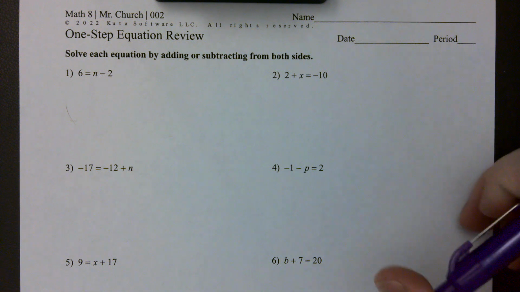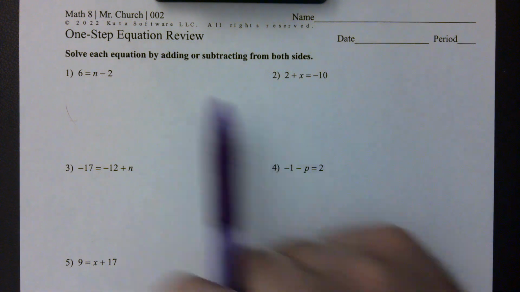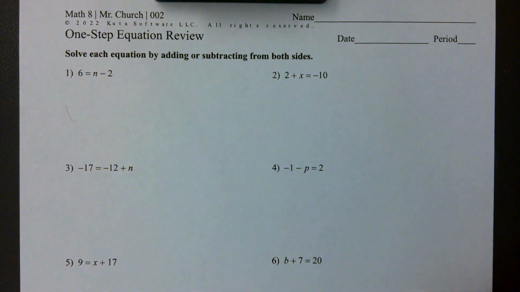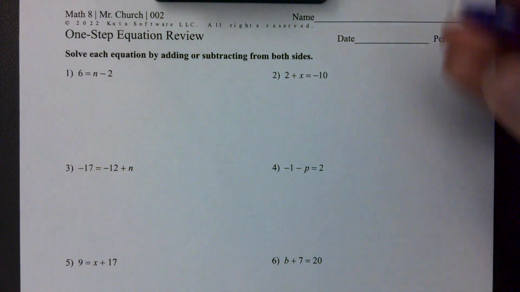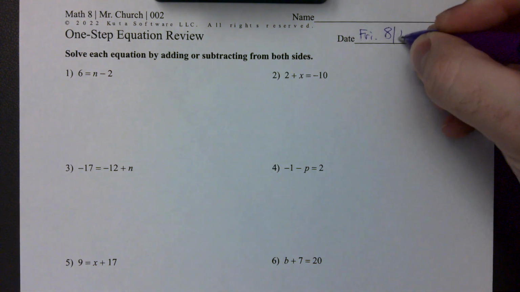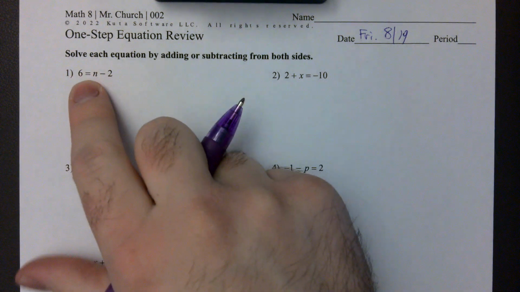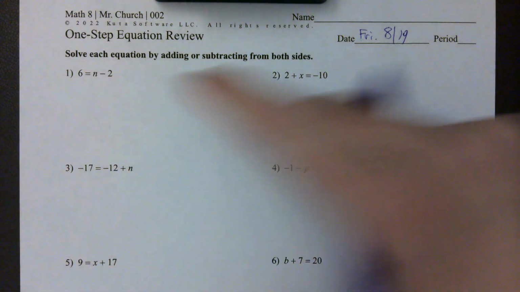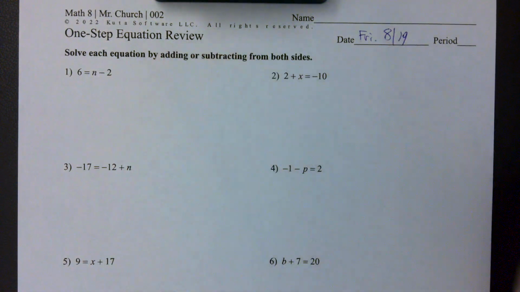Alright, so this video is just going over our worksheet number 002, one-step equation review. We got this on Friday. Yeah, Friday, August 19th. I'll just write it up here, just so we know. Alright, so we're going to be solving these one-step equations. 1 through 6, we'll start with adding and subtracting, right?